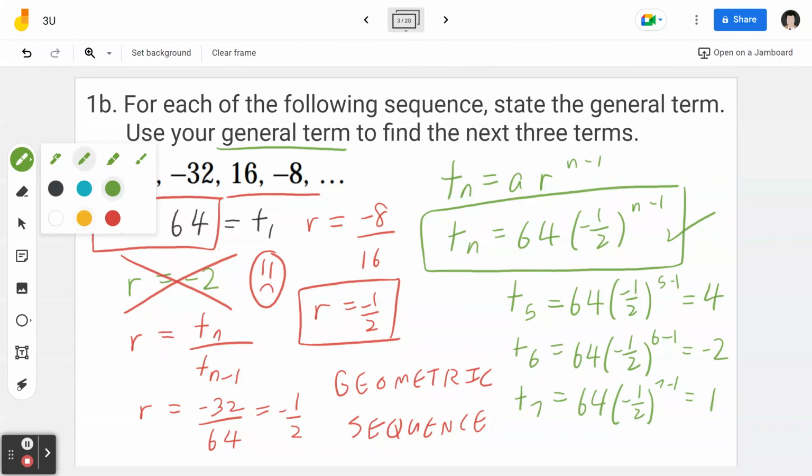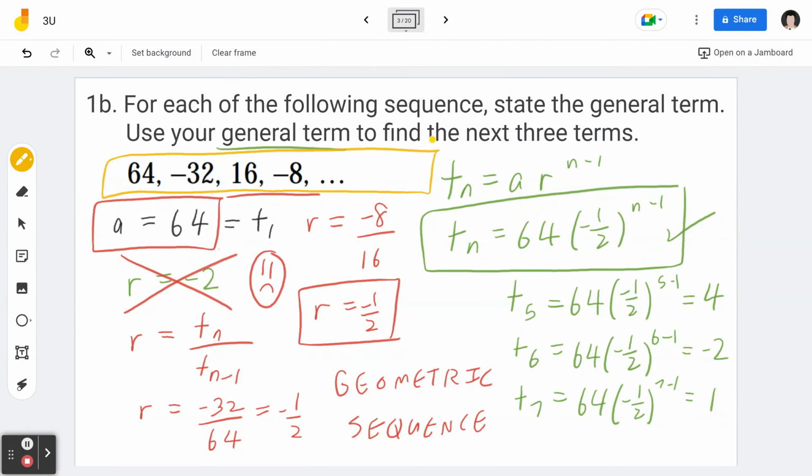Again, what I'm going to say is double check by looking at the original row, 64, negative 32, 16, negative 8. Remember, you're multiplying by negative half. So if I take negative 8 times negative half, isn't that 4, which we knew from the work at the right bottom corner. If I take 4 times negative half, that's negative 2, which we knew again. And of course, negative 2 times negative half is going to be 1. So we found the general term. We found the next 3 terms.